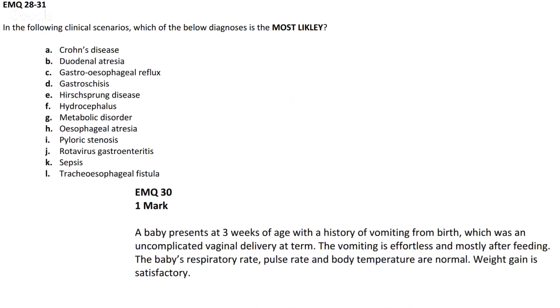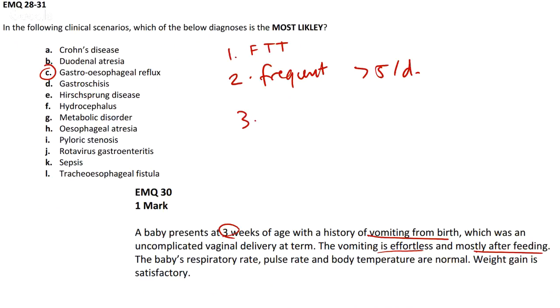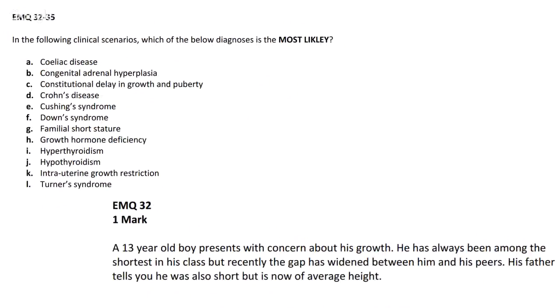Okay. So baby presents at 3 weeks, vomiting from birth. Vomiting is effortless. So what does he have? Effortless vomiting, mostly after feeding. So GORE. So when does GORE become GORD? Yeah, that's one thing. Symptomatic. So if it's frequent, okay, so after every feed, so that's more than 5 times a day, okay. If there's sequelae, okay, so if they have poor sleep, if they have other clinically significant stuff, then it becomes GORD. Okay, that's important.